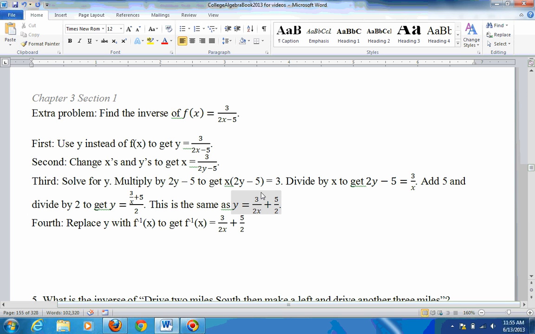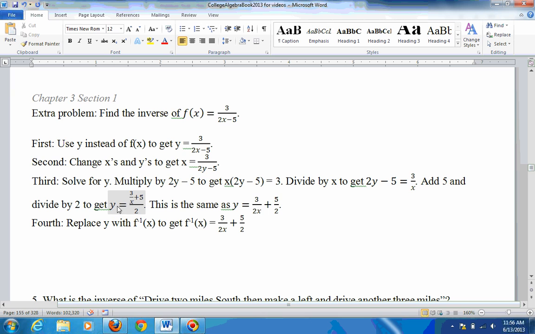Okay, now we're solving this for y, so I can divide by the x, and that gives me 2y minus 5 equals 3 over x. Now add the 5 and divide by 2, and you have 3 over x plus the 5, all that stuff, over 2, and that would be my inverse function.